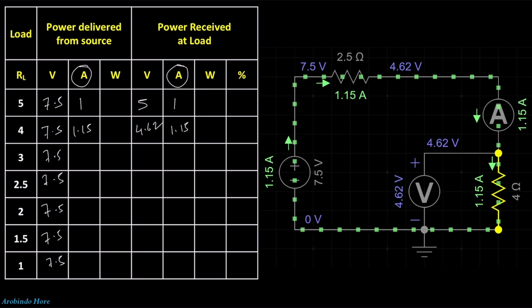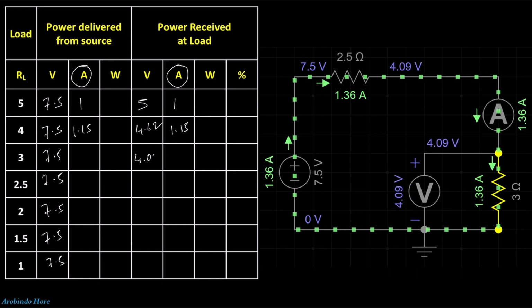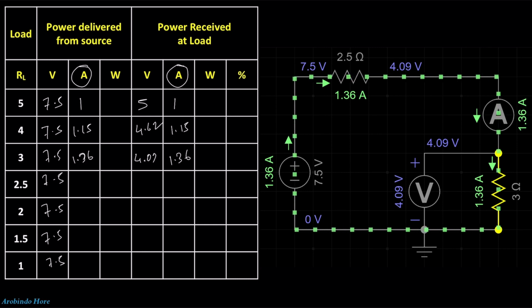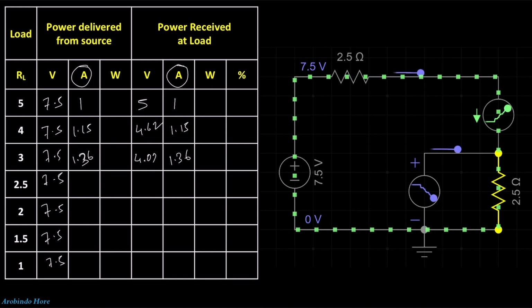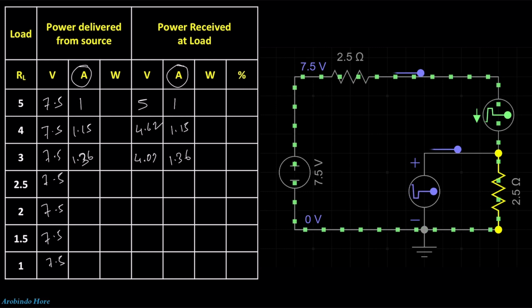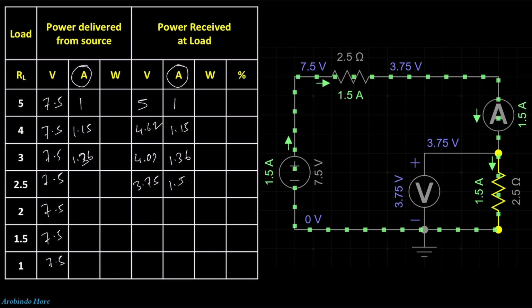Now let's change the load resistance from 4 ohm to 3 ohm. Now the load voltage is 4.09 volt, and load current is 1.36 ampere. The source current is the same as the load current, 1.36 ampere. Now let's change the resistance from 3 to 2.5 ohm. Here you can see the load voltage is 3.75 volt, and load current is 1.5 ampere. So source current will be 1.5 ampere.